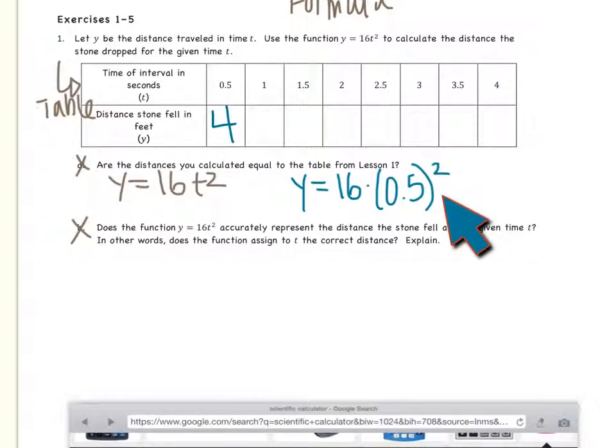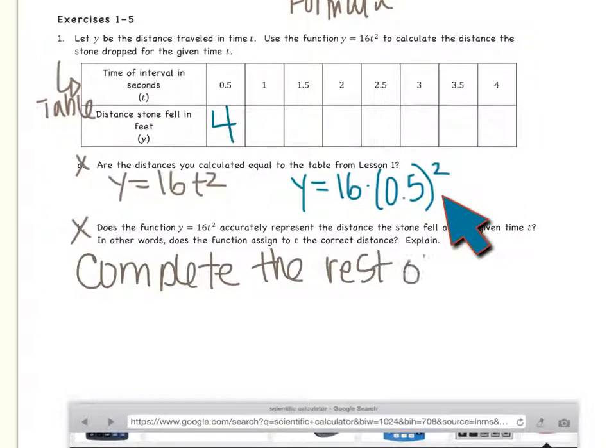I'm going to need you to complete the rest of the table. You can do that now and pause the video, or you can continue watching the video and go back to it afterwards. There's a few other things I want to make sure that I talk to you about.